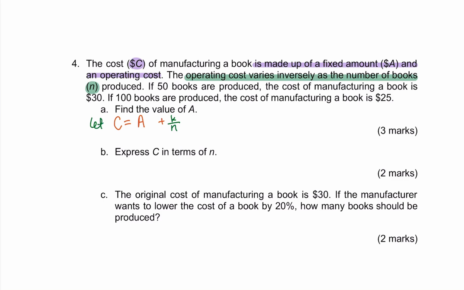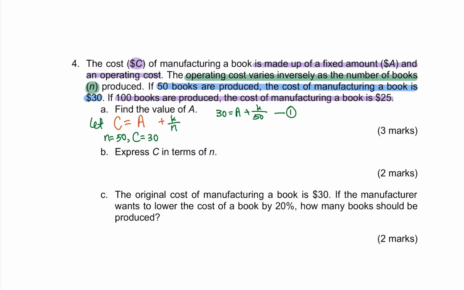And what's the information given in the question? 50 books produced. So books produced are called N. Then the cost will be $30. And if it's more books, then it will become different. So we do the 50 books first. N is 50. Yeah. Then your C will be $30. So we input that. C is 30. A we don't know. K we don't know. N is 50. That's your first equation.